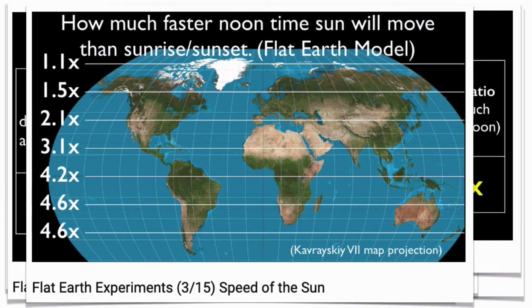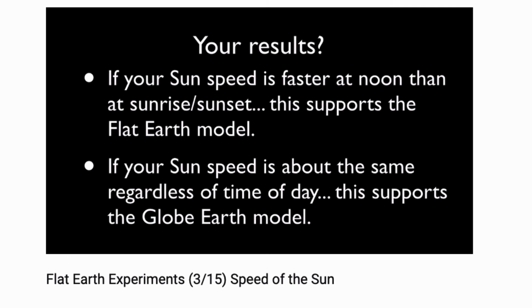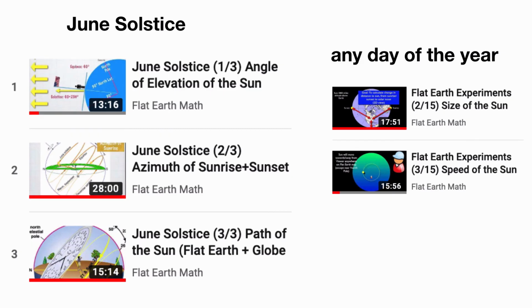Even people in fairly northern latitudes, at least 1.5 times faster, for folks in even the Scandinavian countries. But this will be very, very apparent. If you measure this stuff carefully, you will get a very significant difference in the apparent speed of the sun in the sky. Okay? So those are the 5 explorations.